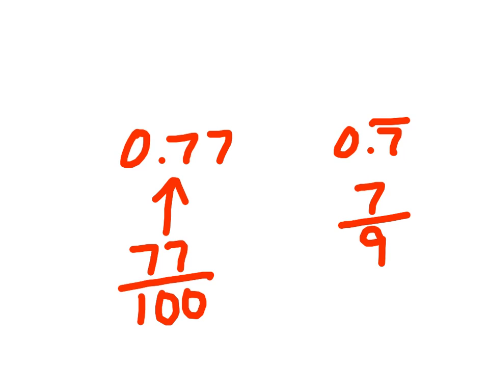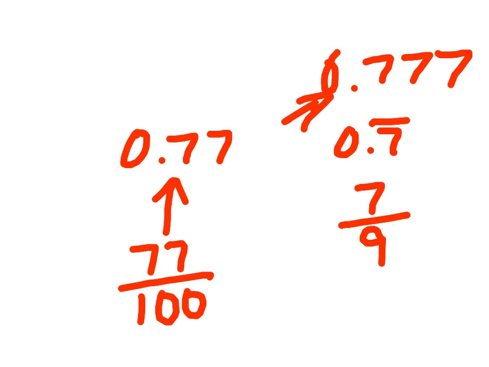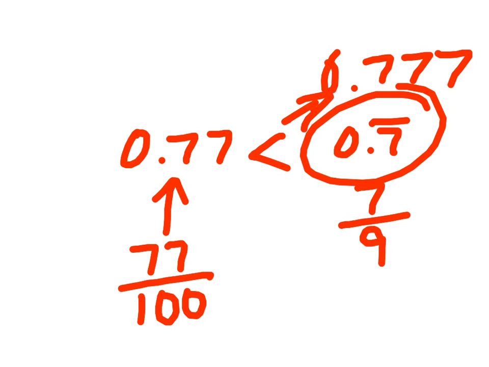Now, it may not be actually advantageous here to treat them as fractions. In order to solve this one, all I really need to do is just to continue my 7s, and just by doing that, I see that 0.7 with bar notation is going to be greater than 0.77.